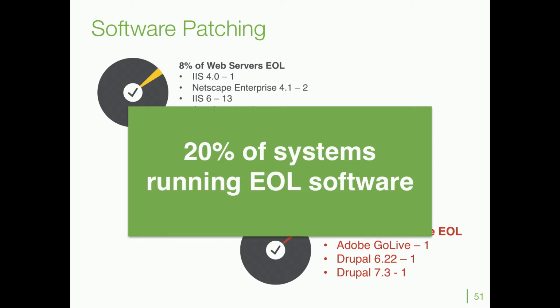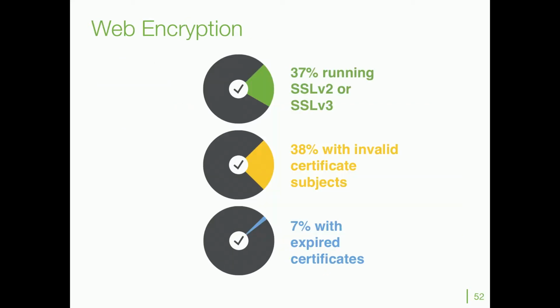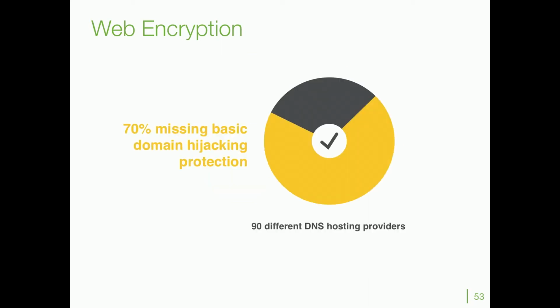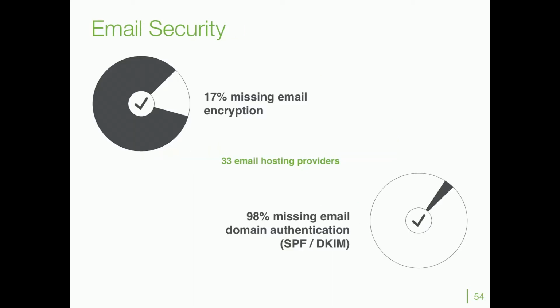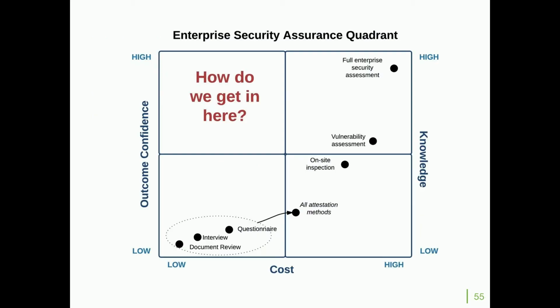And this is a Fortune 100 company, so this isn't some small mom and pop shop organization that's out there where you'd expect security to be worse. This is a company where you'd expect them to have their act together with security. A similar situation was discovered with their web encryption. Old versions of SSL, old certificates that expired, not properly configured DNS, not properly configured email.